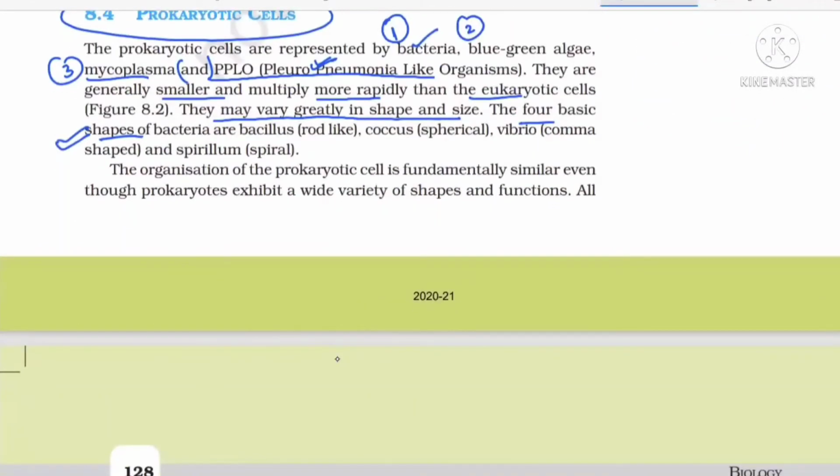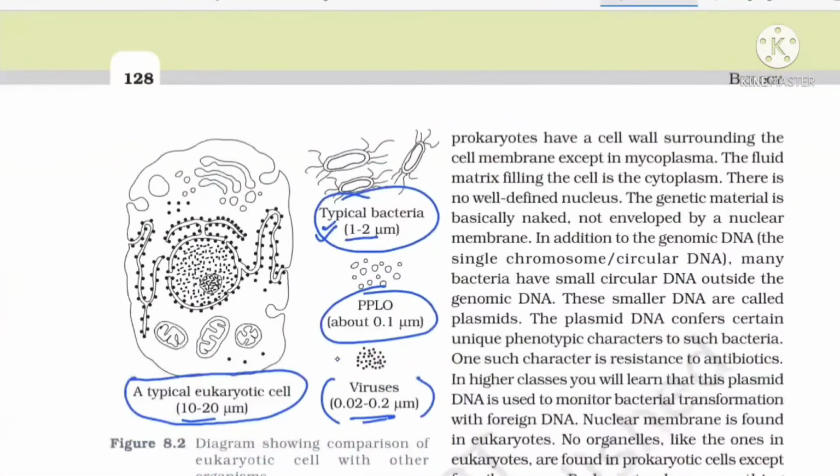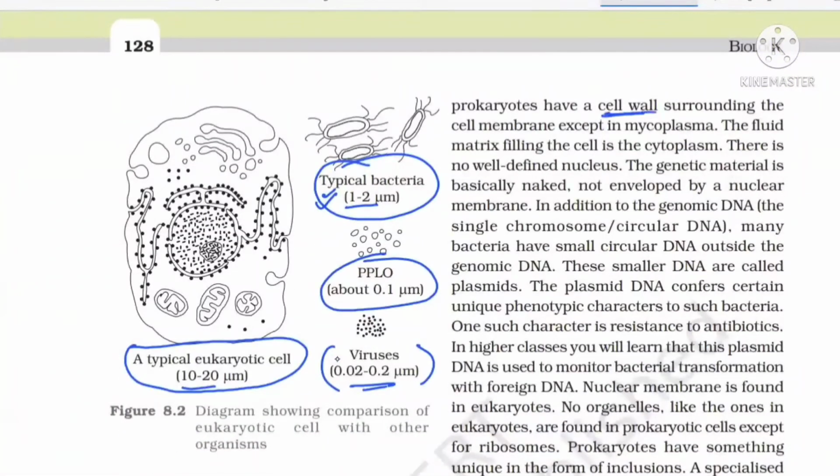All the prokaryotes have the same organization, though they are different in shape and function. All prokaryotic cells have a cell wall surrounding the cell membrane except mycoplasma. We have already studied this in biological classification. Mycoplasma is wall-less monera.